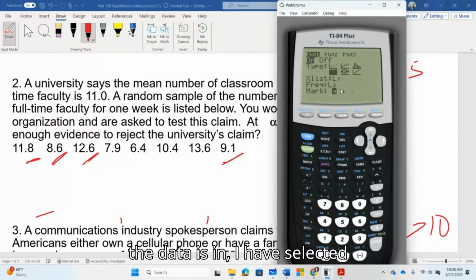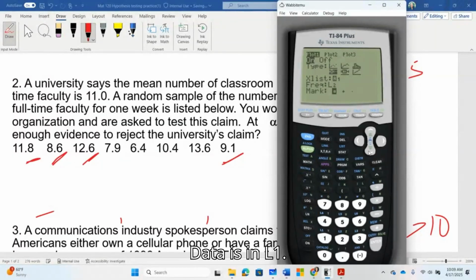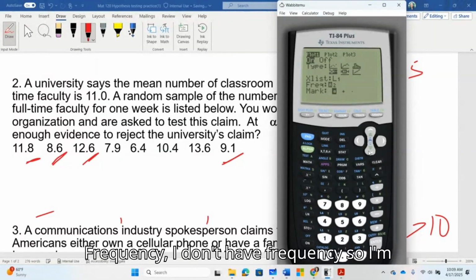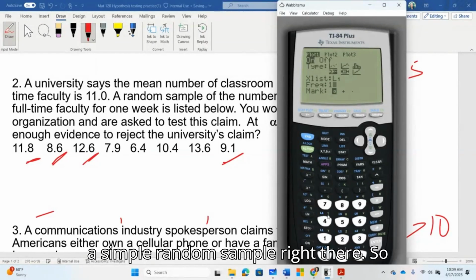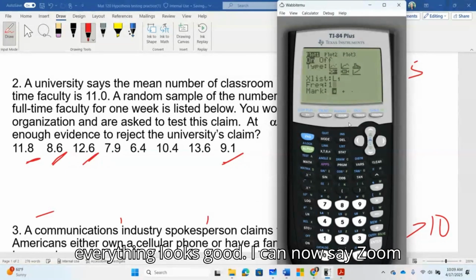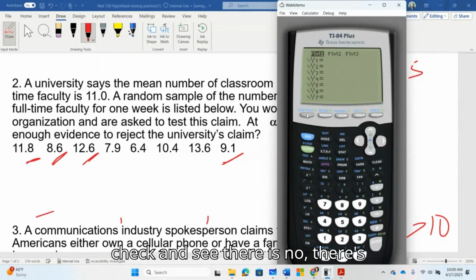So the data is in, I have selected modified box plot to check for outliers. Data is in L1. Frequency, I don't have frequency, so I'm going to put alpha 1. It's raw data, a simple random sample. So everything looks good. I can now say zoom 9. Before I say zoom 9, I'm going to check that there's no function in Y1. Okay. So I am going to zoom 9 and see.